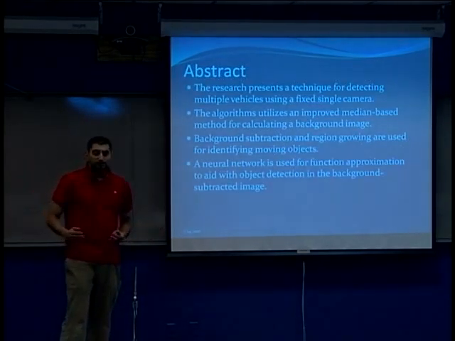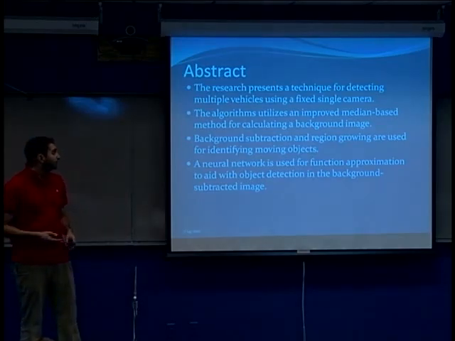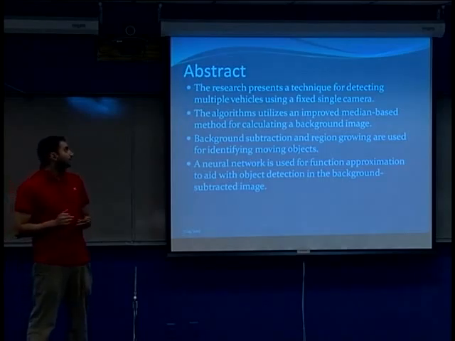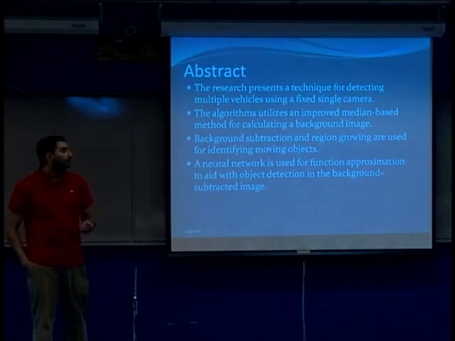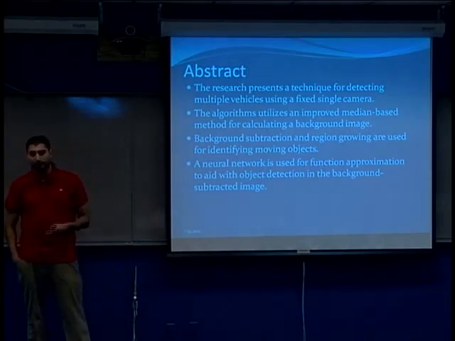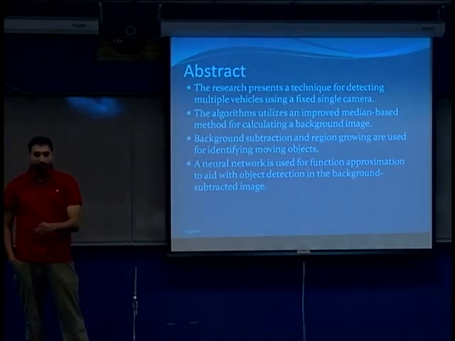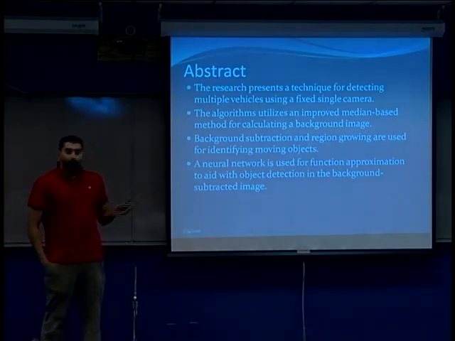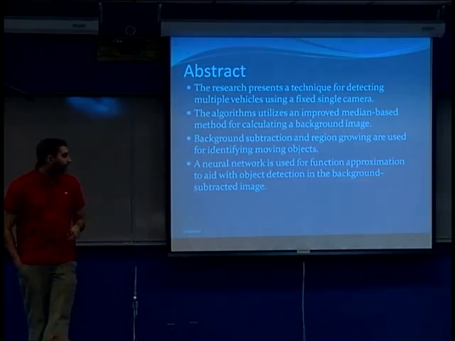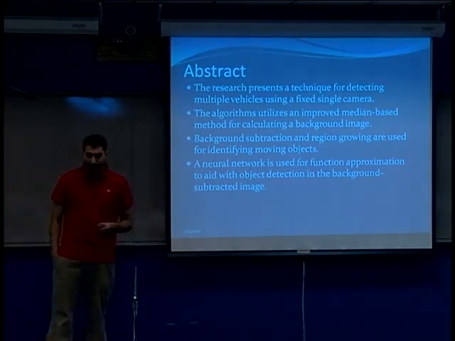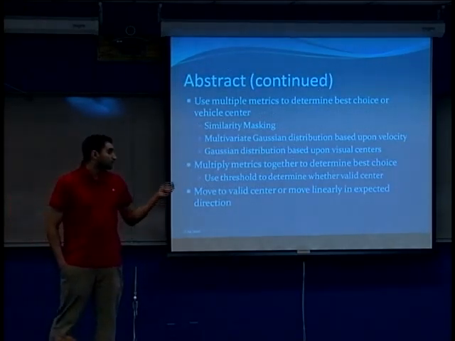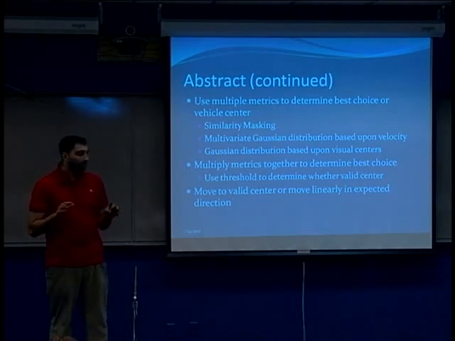The research presents a technique for detecting multiple vehicles using a fixed single camera. We use an improved median-based method for generating the background image, and that image is compared to all other images for the background subtraction to identify moving objects. After that, we also use a neural network to help aid with object detection in the background subtracted image. In addition, we use multiple metrics to determine the best vehicle center.